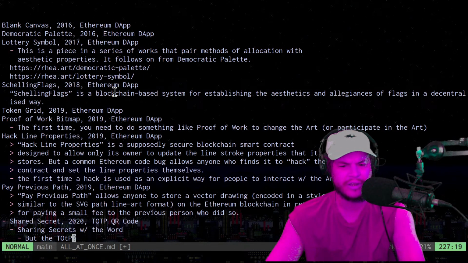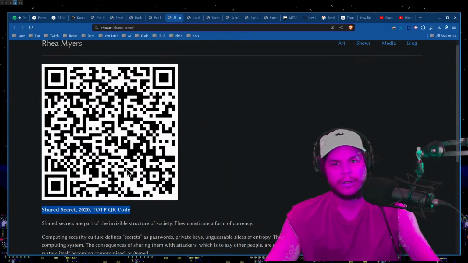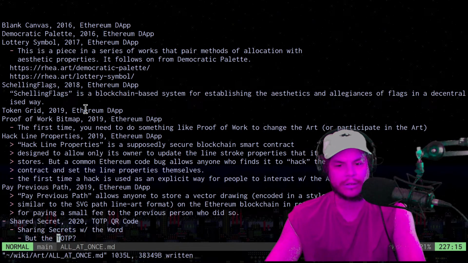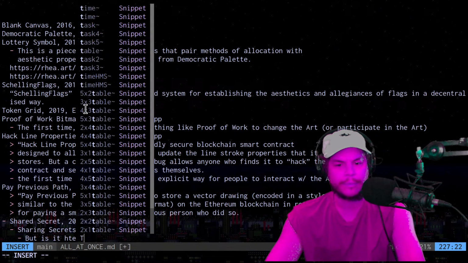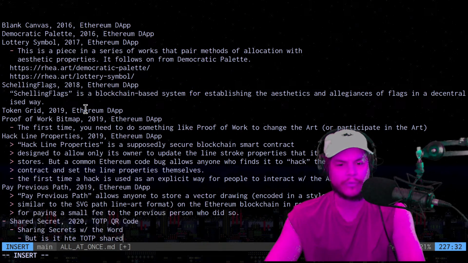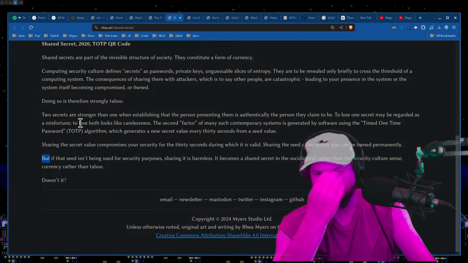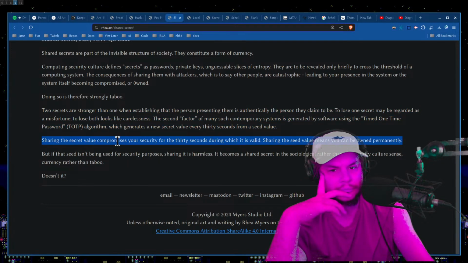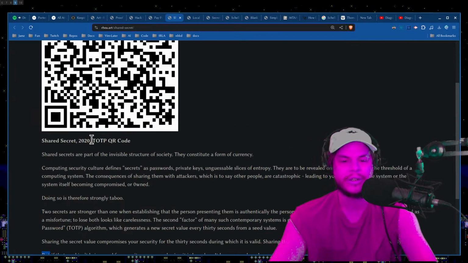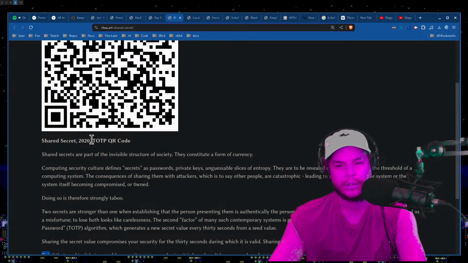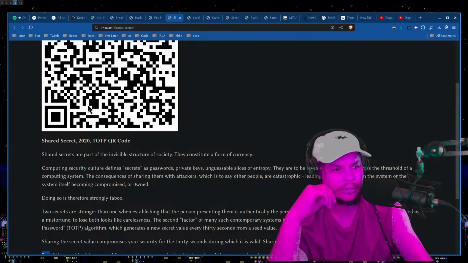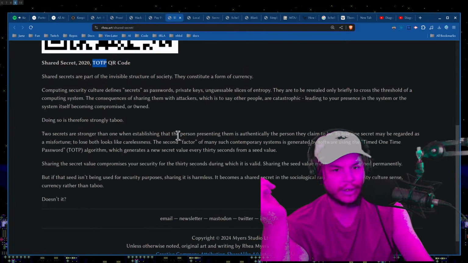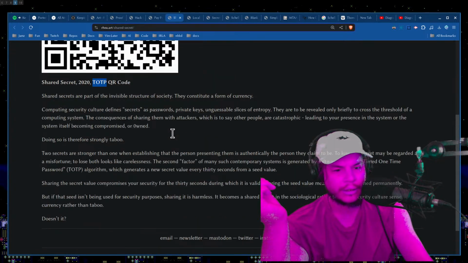But is it the TOTP we're sharing, or the longer-run password? And there's a TOTP you need. Well, I'm guessing, wait. Oh, the seed, it does say seed. So it is the seed. Oh wait, no, this is a single QR code. It's called Shared Secret, and this is a TOTP QR code, which means this is the one-time password. Okay.